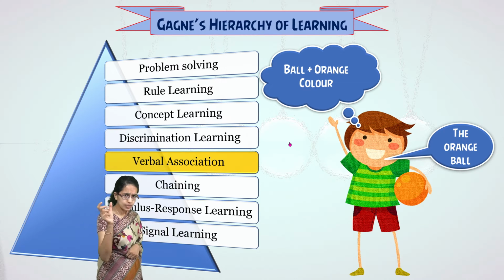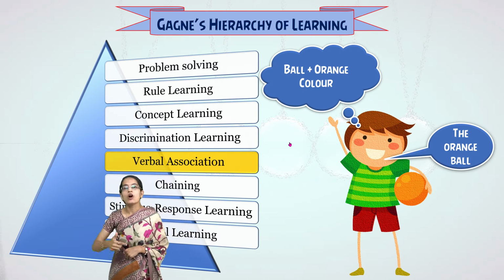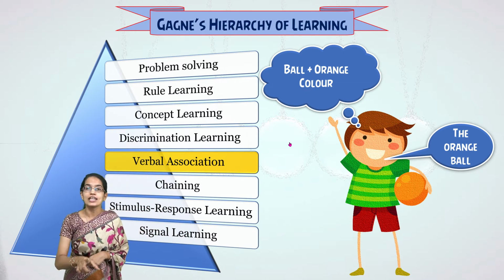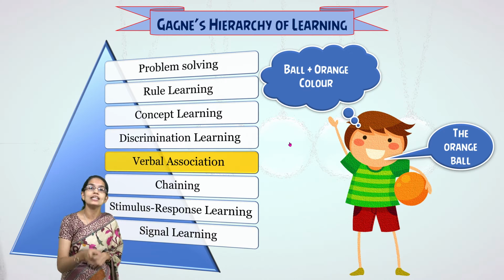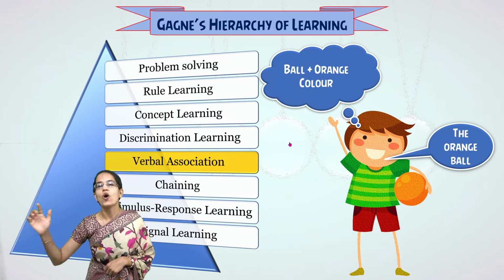The previous chaining that we understood was the chaining of the psychomotor skills. This chaining is the chaining of the verbal or the language skills. So ball plus orange color would make it orange ball.